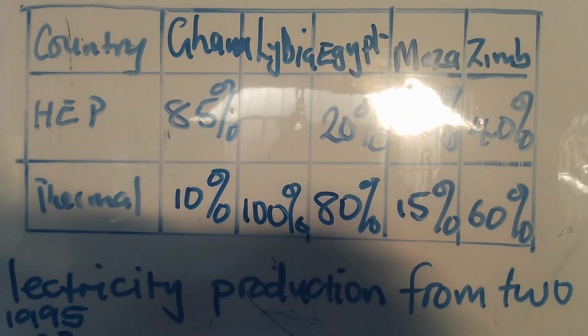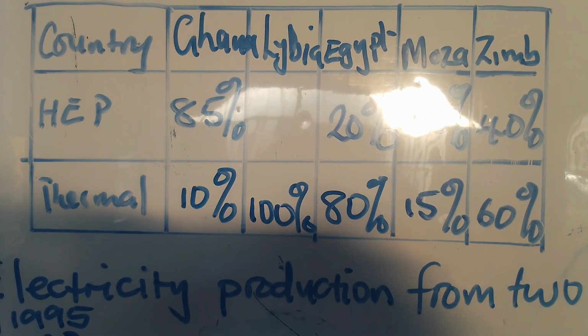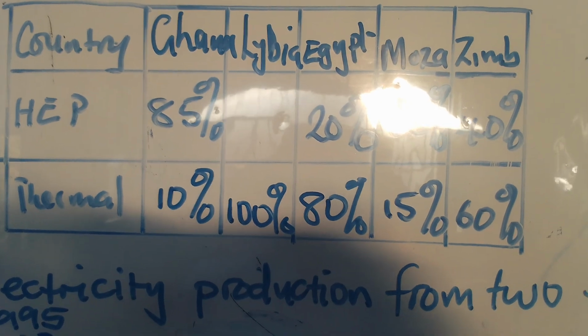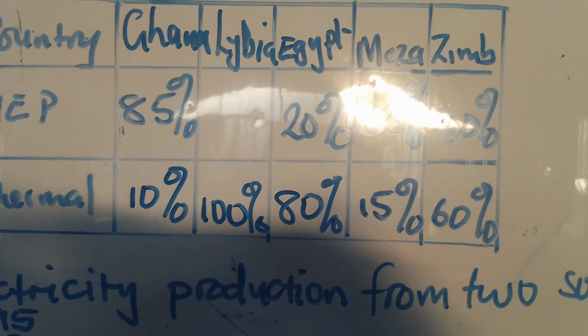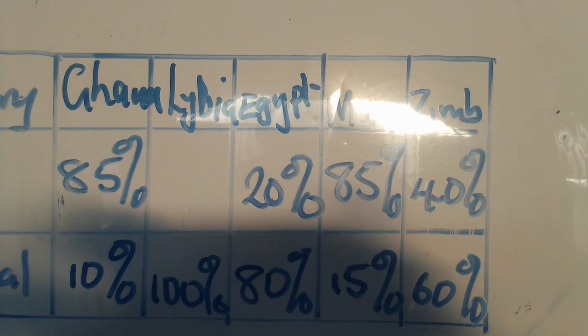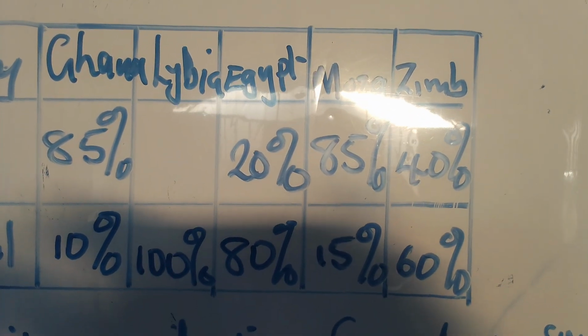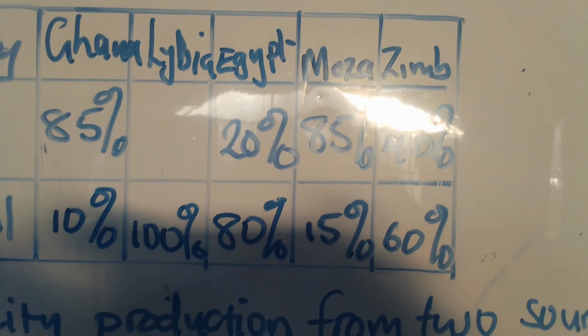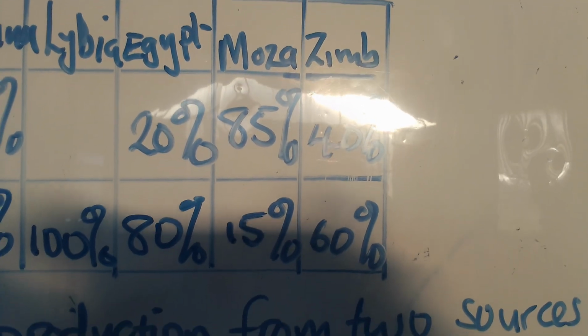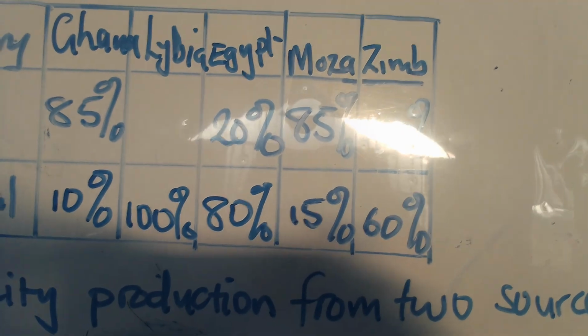Right? Ghana is 85% and 10%. Libya is 0% and 100%. Egypt 20% and 80%. And Mozambique it's 85% and 15%. Zimbabwe is 40% and 60%, respectively.